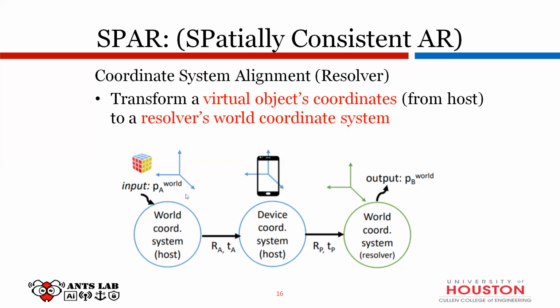So the way you are holding a device, and you create a virtual object, you will get the corresponding coordinates from it. Because you are the host, you are sure about how the transformation is. So in this one, the RA and TA are known parameters.